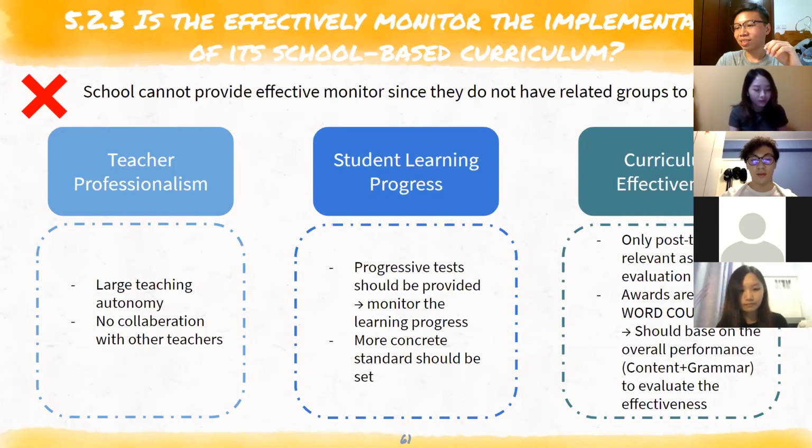Only one post-test is relevant as a formal evaluation. Awards are based on the work done. It should be based on the overall performance to evaluate the effectiveness. People who are on the writers list are not convincing since we don't know their English ability.